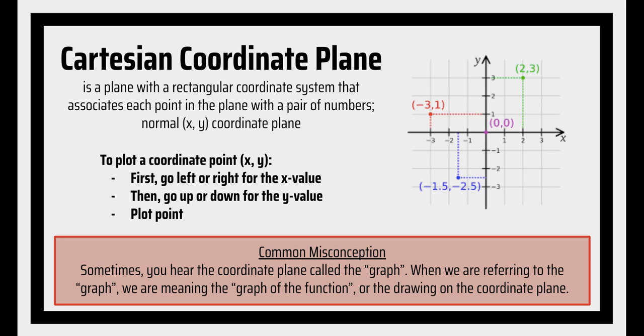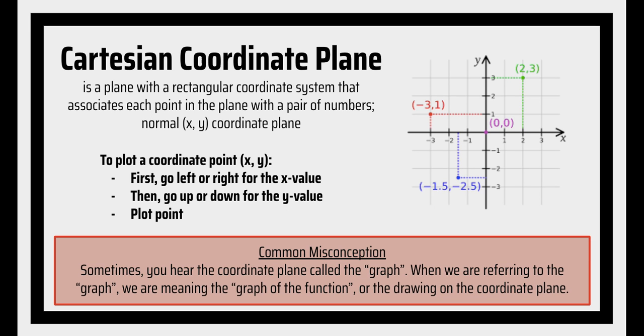This is a plane with a rectangular coordinate system that associates each point in the plane with a pair of numbers. This is just our normal XY coordinate plane. If you can see those coordinates that it has plotted, it has created a rectangle with those axes.